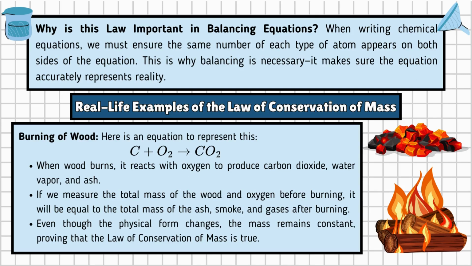Now, why is this law important in balancing equations? When you are writing a chemical equation, you must ensure that the same number of each type of atom appears on both sides of the equation. This is why balancing an equation is necessary. It makes sure that the equation accurately represents reality.